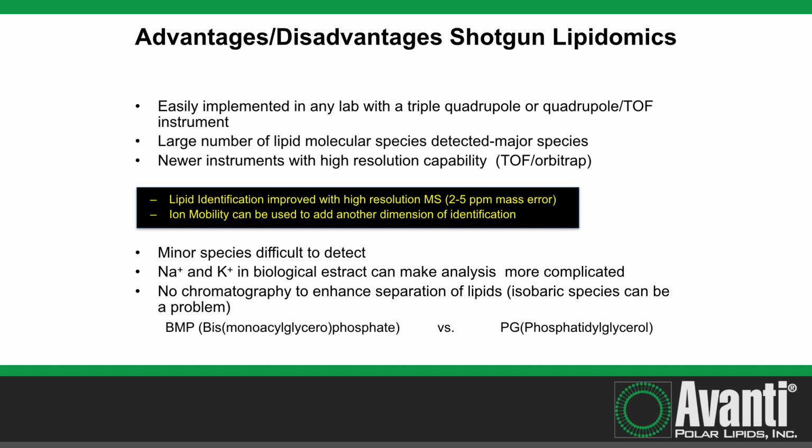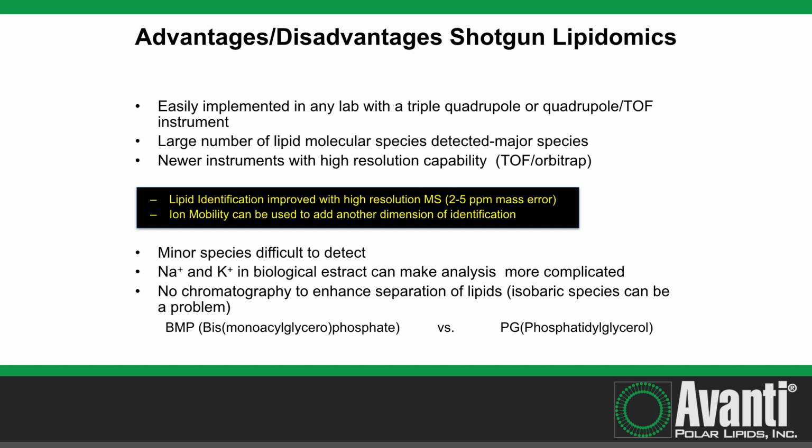If one is measuring, for example, all the lipids in plasma, you're only going to measure those which are present in micromolar to millimolar. You're not going to measure things which are in the picomolar concentration with that approach. The other problem is often biological extracts have sodium and potassium in the extract, and that makes the analysis much more complicated because it adds additional ions, and that can confuse one if you don't consider that these salts may be present. Now, no chromatography is present to enhance the separation of lipids, so you really have to use the observed mass to identify that lipid.